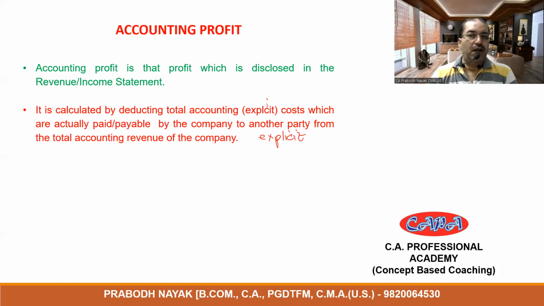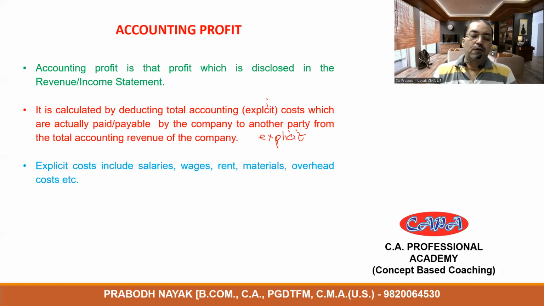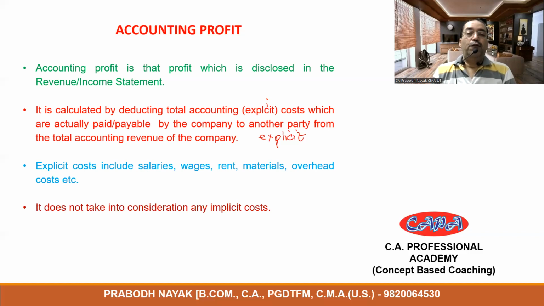Those explicit costs, when I deduct from the sales revenue, I get what is called the net profit before tax. And minus the tax also from that, I will get net profit after tax. That is my accounting profit. So explicit costs include salaries, wages, rent, overheads, materials, and all other expenses which are paid for or payable by the company to another party. It does not take into consideration any implicit costs. We'll see what is implicit cost when we are doing it. So as of now, I say that it is total revenue minus total explicit cost.